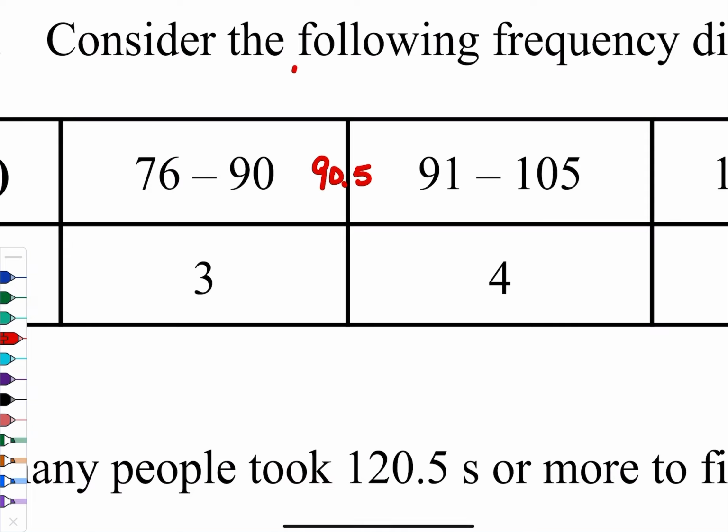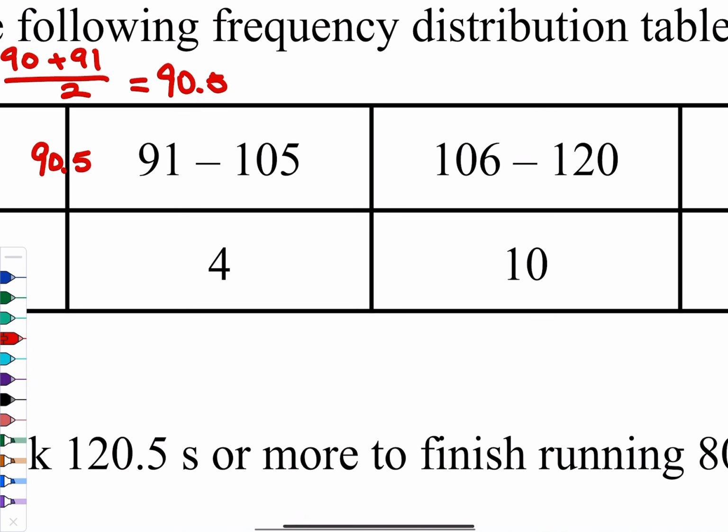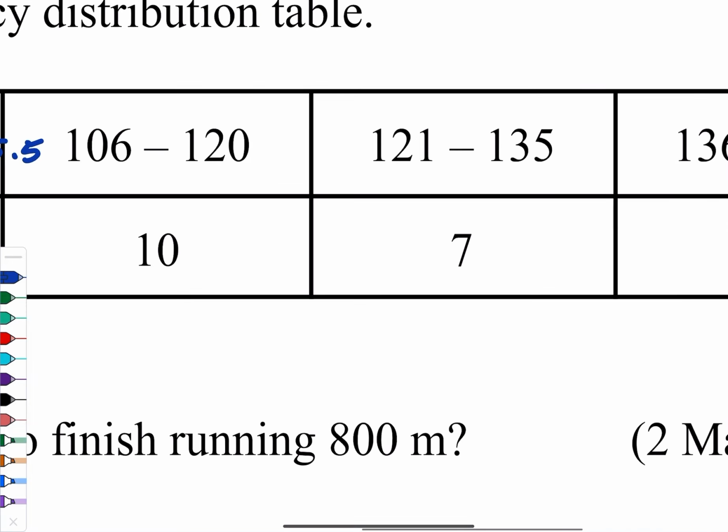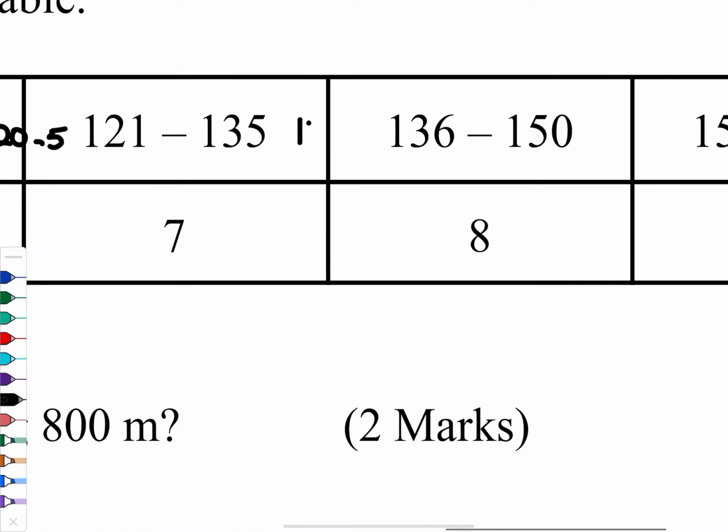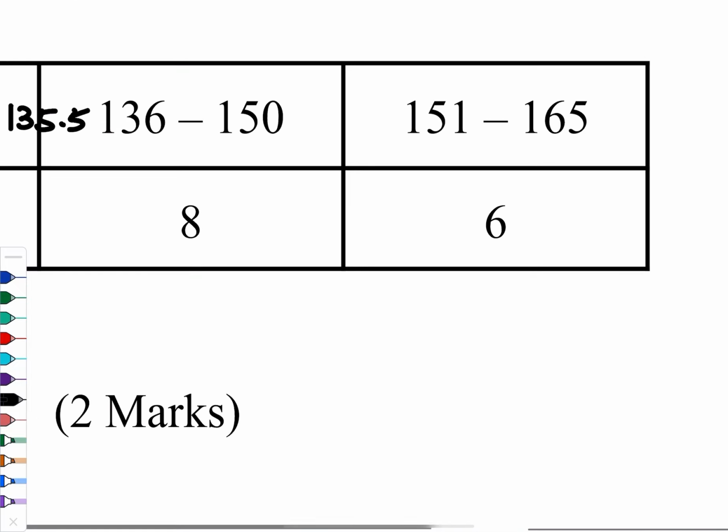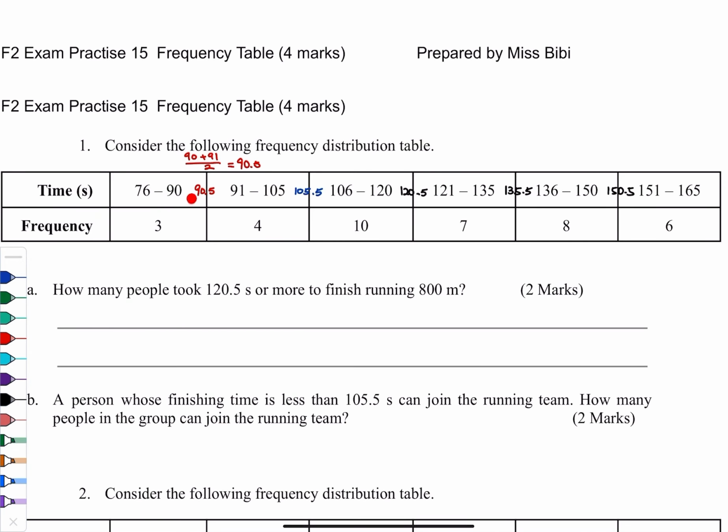How do I calculate that? 90 plus 91 divided by 2, I can have 90.5. How about between these two? I will have 105.5. Then between these two, 120.5, and then so on, 135.5 and 150.5. Now what does this mean? So this means for this set, the upper limit, the upper boundary is 90.5. But for this side, this will be the lower boundary. So the lower boundary, lower limit will be 90.5.